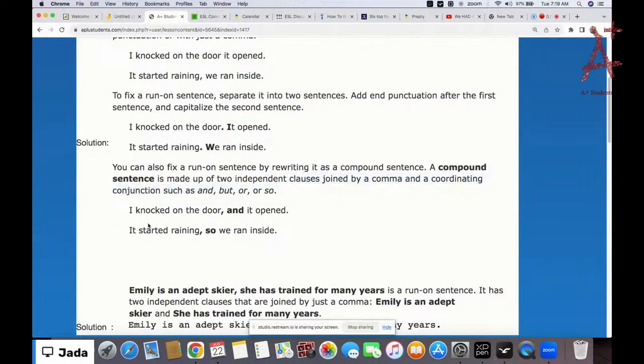So, for example, I knocked on the door, and it opened. That's another way to fix it. So either you put a period to separate the two sentences, or you put a comma and then a conjunction. So: it started raining, so we ran inside. You see, this is how it's separated. All right. So let's see the next one.